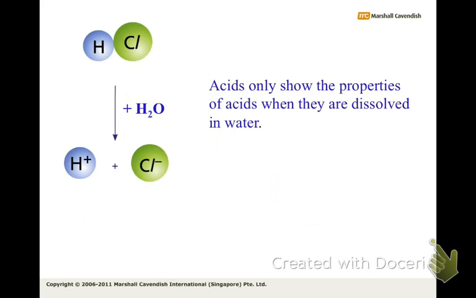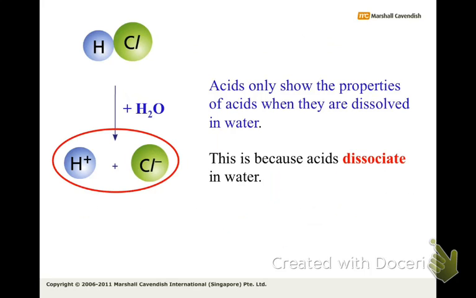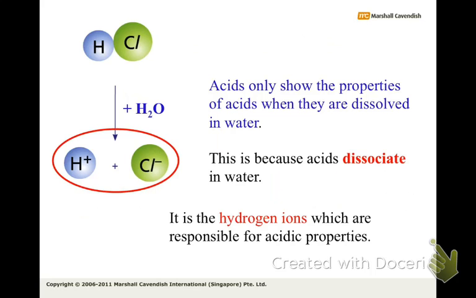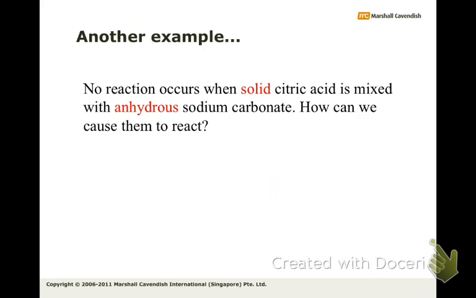Now, your acids will only show the properties of acids when they are dissolved in water. Because this phenomenon happens, acids will dissociate in water. Dissociate means produce. So your hydrogen ions are the ones that are responsible for your acidic properties.